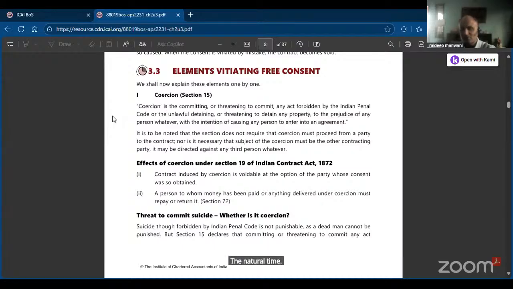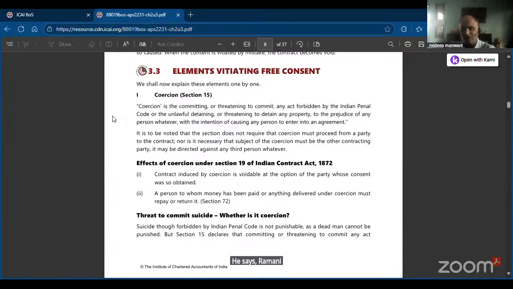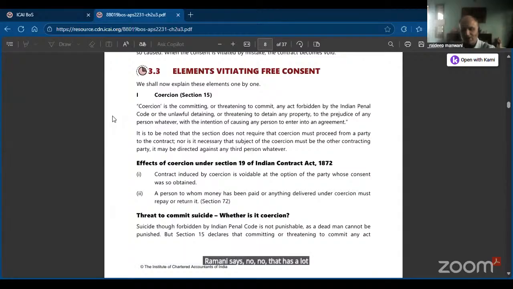So Adrut sees that diamond and he likes that diamond. Adrut is a collector of diamonds and gold and silver and all. He says, Ramani, can you sell me that diamond ring? I'm ready to pay 5 lakhs for it. Ramani says, no, no, that has a lot of sentimental value for me. It's given to me by somebody whom I cannot tell. But that fellow is a very nice fellow. That diamond is like my diamond in my life.